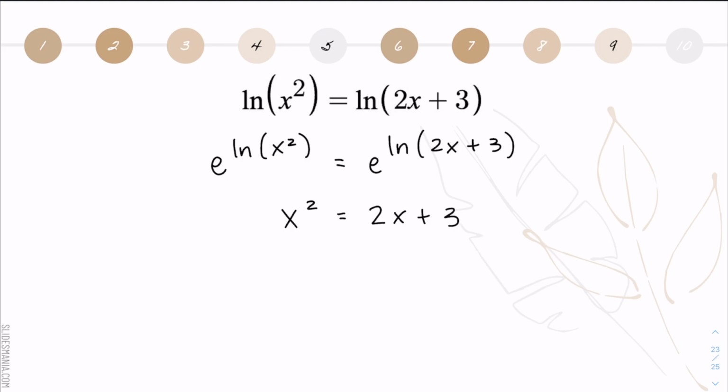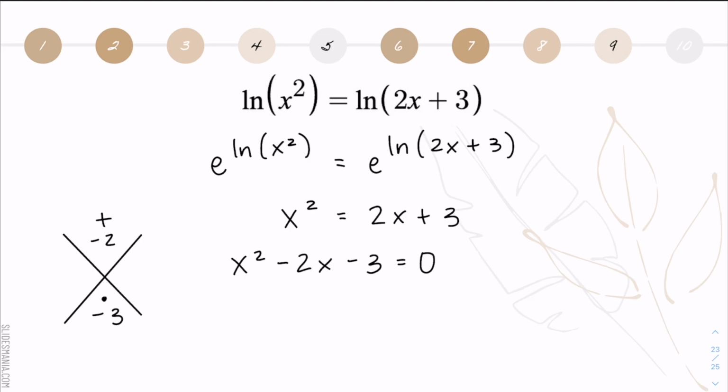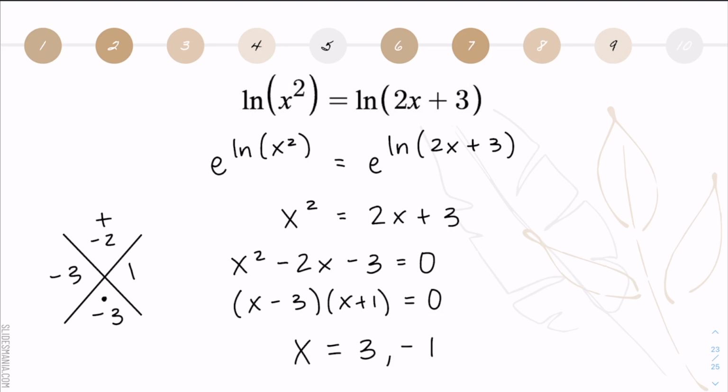And now we have a quadratic equation. So I'm going to set it equal to 0 and solve for x. So I'm asking myself what adds to give me negative 2 and what multiplies to give me negative 3. So I go through my factor pairs of negative 3 and I find that negative 3 and positive 1 complete my puzzle, which gives me the factors x minus 3 times x plus 1. And so, by using the zero product property, I get that my solutions are 3 and negative 1 for this equation.